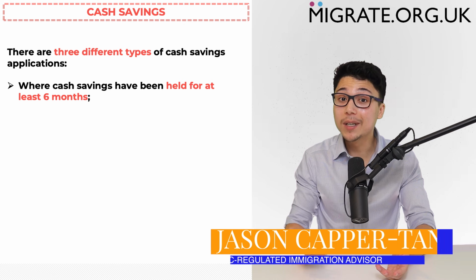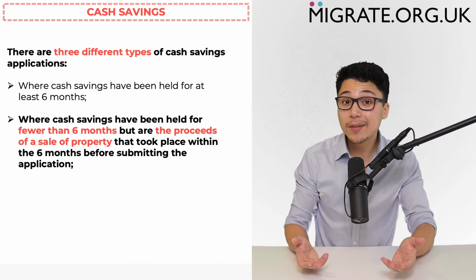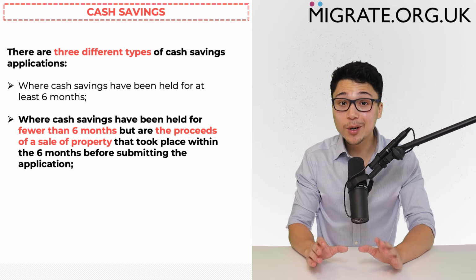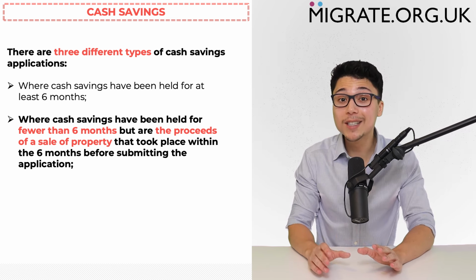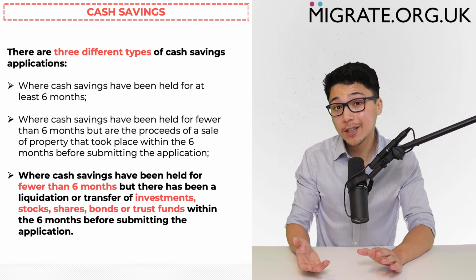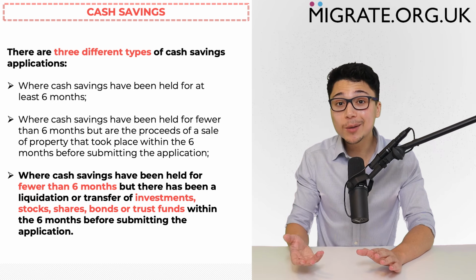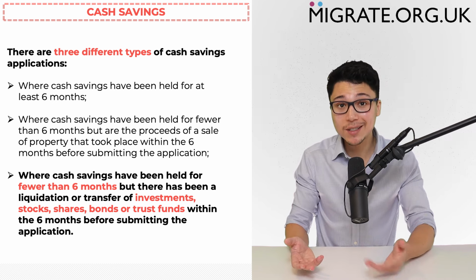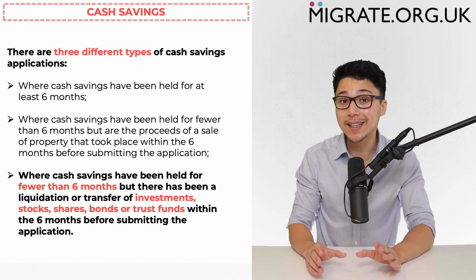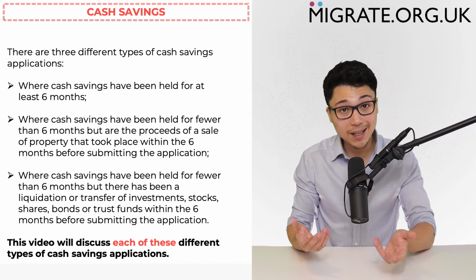There are three different types of cash savings applications. One, where cash savings have been held for at least 6 months when the application is submitted. Two, where cash savings have been held for fewer than 6 months when the application is submitted, but are the proceeds of a sale of property that took place within the 6 months before submitting the application. And three, where cash savings have been held for fewer than 6 months when the application is submitted, but there has been a liquidation or transfer of investments, stocks, shares, bonds, or trust funds within the 6 months before submitting the application. This video will discuss each of these different types of cash savings applications.